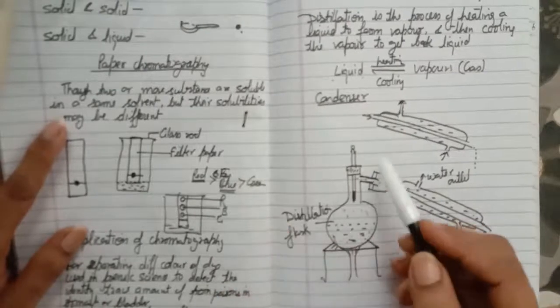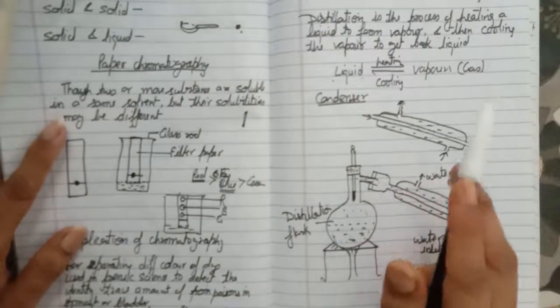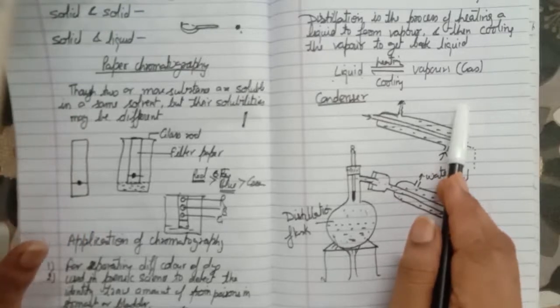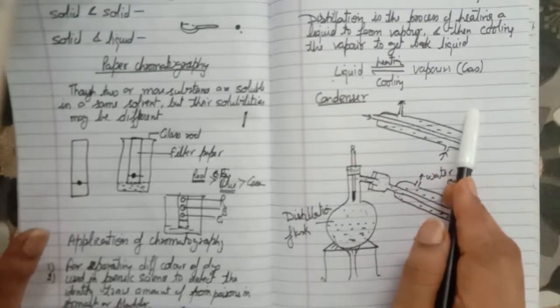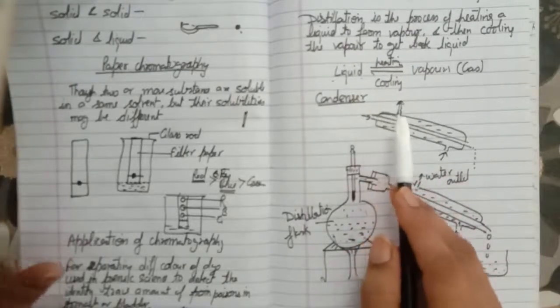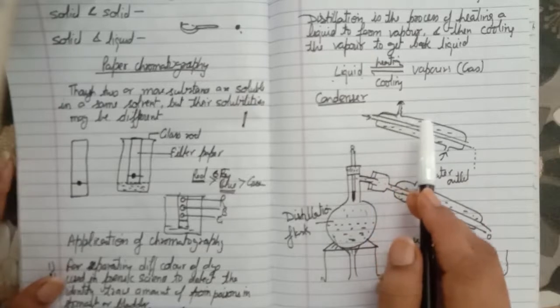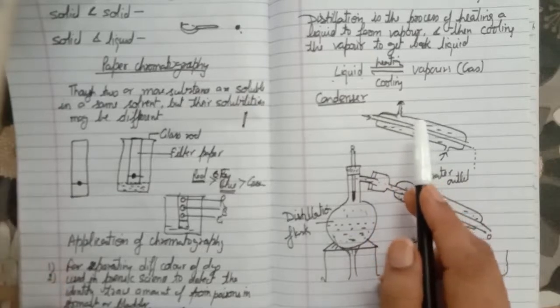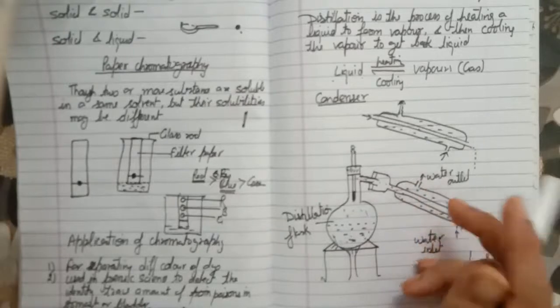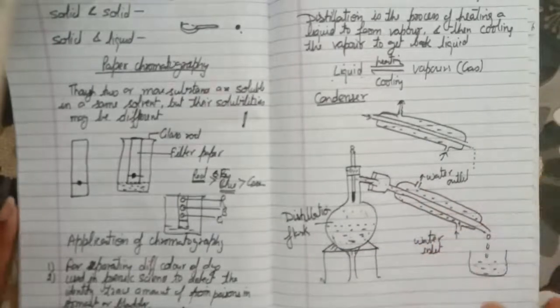So these are the different methods which we use for separating a solid from a liquid. We have studied evaporation, crystallization, centrifugation, distillation, and chromatography. So we have 6 methods we use for the separation of solid from liquid. Now in the next video we will understand how we can separate liquid from liquid. I just want to give you an overview of separation of liquid from liquid.